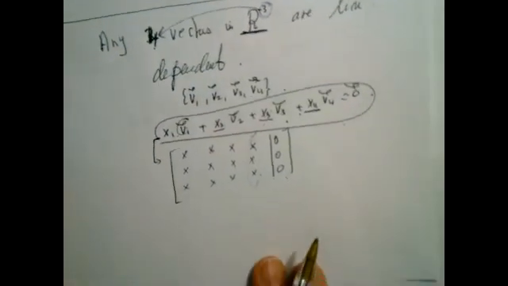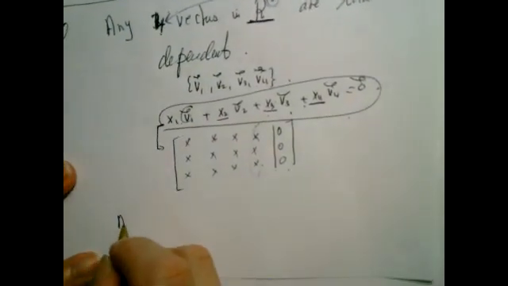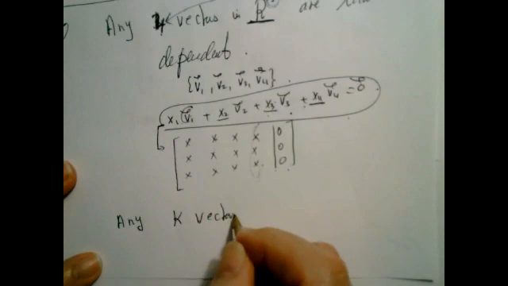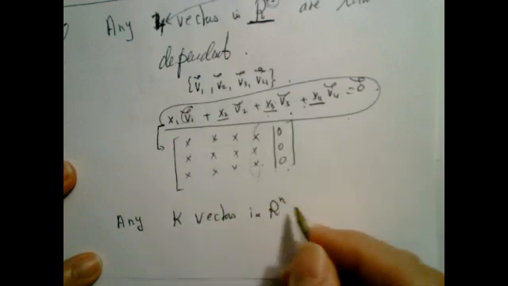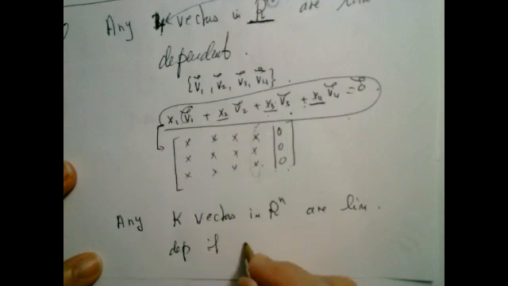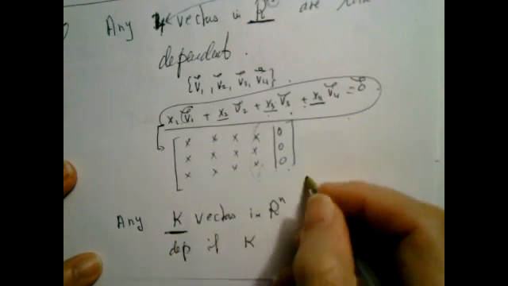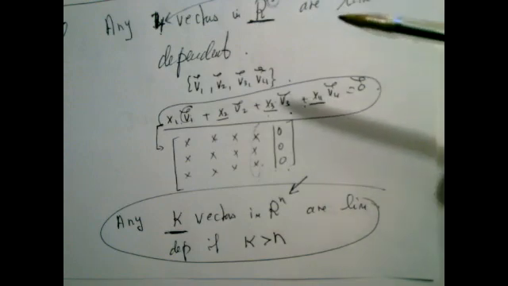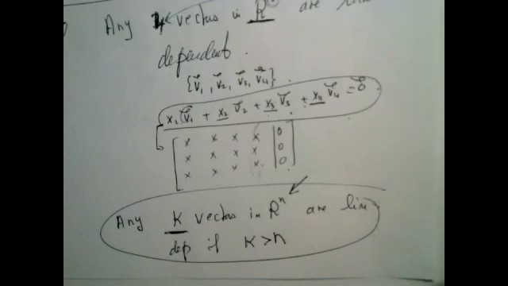So let us say how we're going to write this. Any k vectors in Rn are, you don't really have to memorize it because I want you actually to see the picture, linearly dependent if the number of vectors exceeds the dimension, if k is bigger than n. So 4 vectors in R3 are linearly dependent. 5 vectors in R4 are linearly dependent, and so on and so forth.